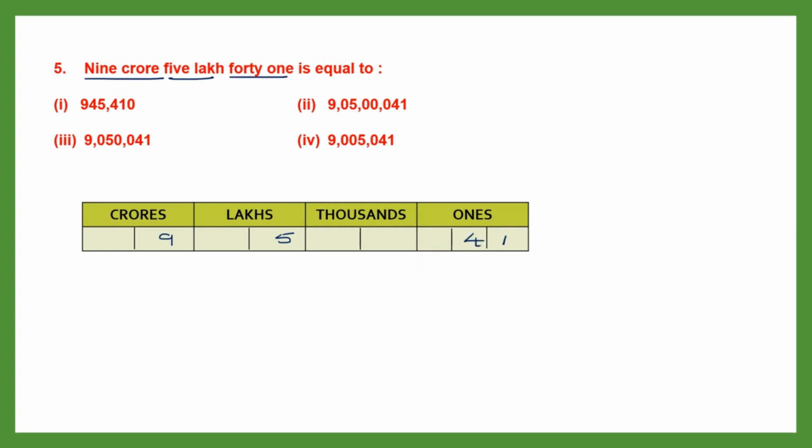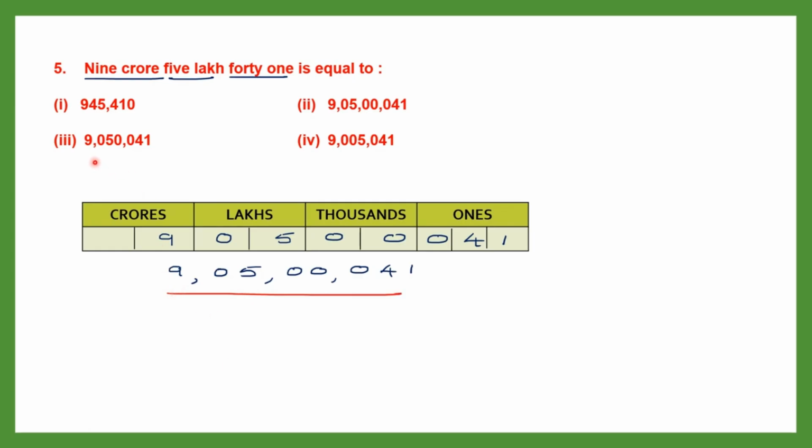Now in all the places where there's a number missing, we put 0. So 0 here, 1, 2, 3 zeros. Now let's write down the number 9 crore 5 lakh. Now nothing in the thousands place, 41. So this is our number. Let's see which option is the correct one.